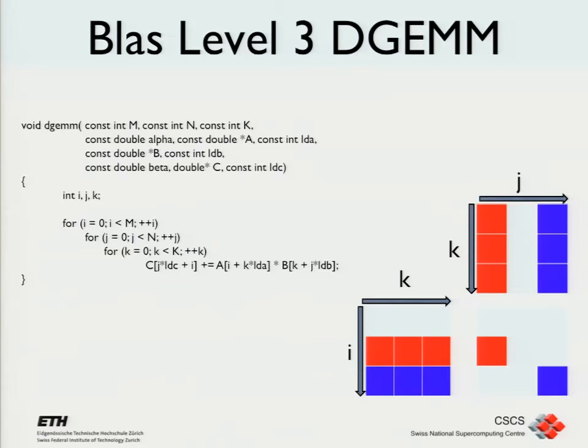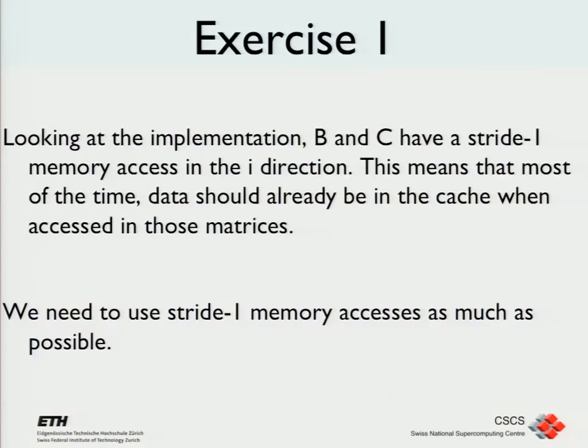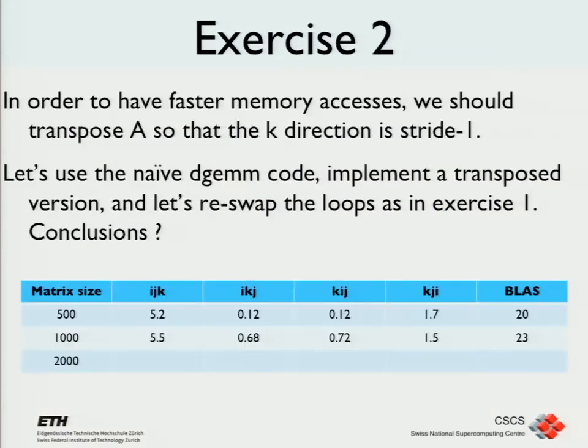Okay, so this is very important. This is the basic implementation. If you want to improve performance, you have to use a stride 1 data access. Now, exercise number 2 is to modify the array A in order to be stride 1.